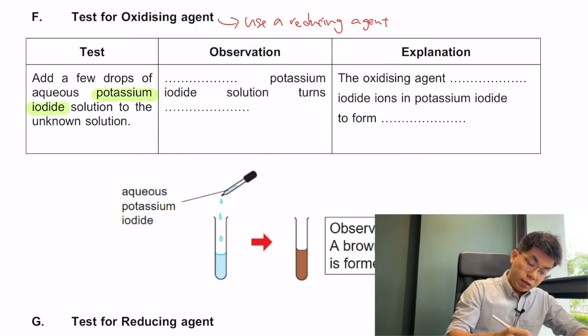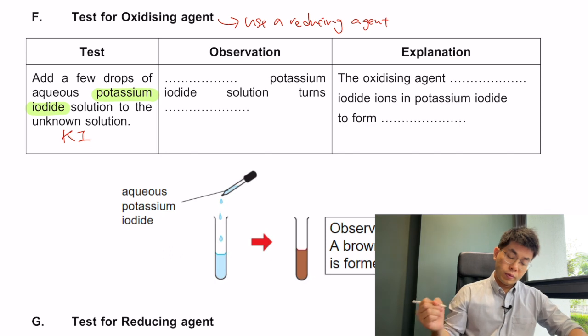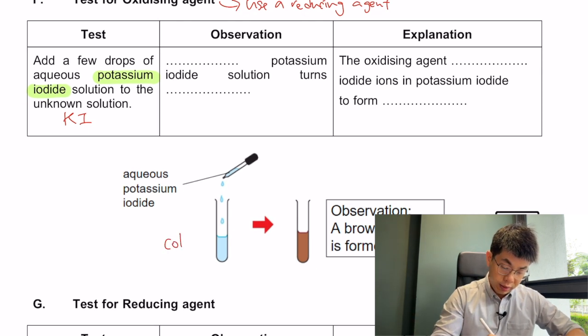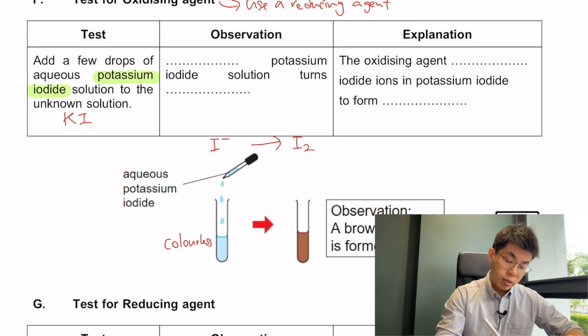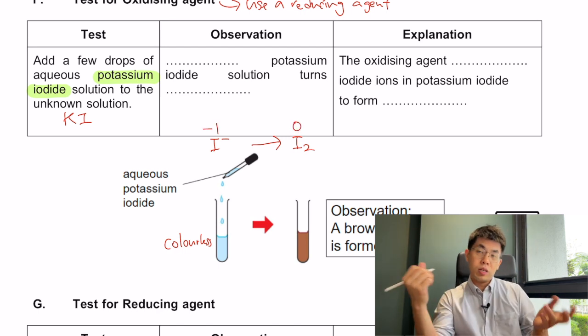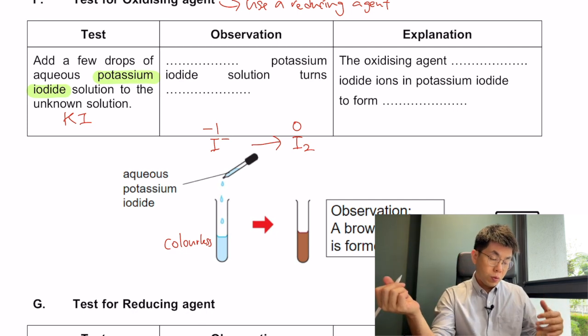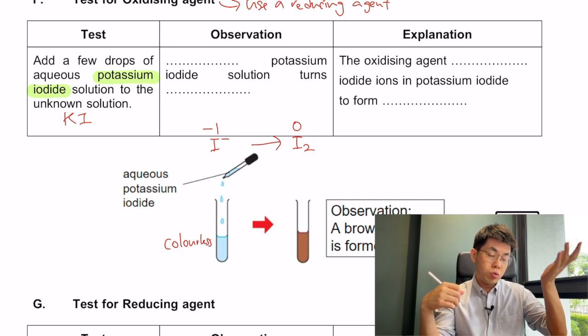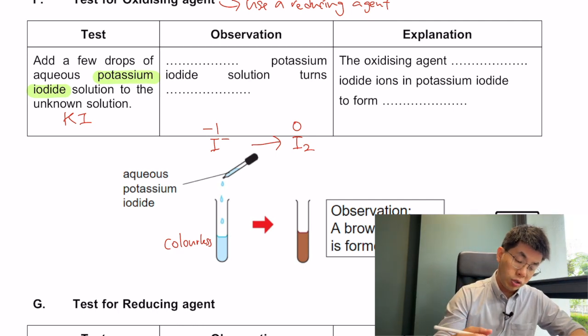So potassium iodide is KI. As you can see in the diagram, it is usually colorless. However, KI, which is I minus, will form I2. So this is -1 and this is 0. So you can see there is an oxidation process. So KI being oxidized is a reducing agent. I can use a reducing agent to test for an oxidizing agent.